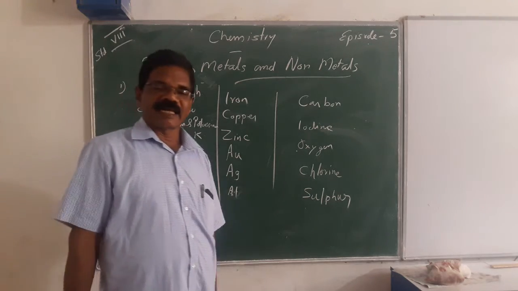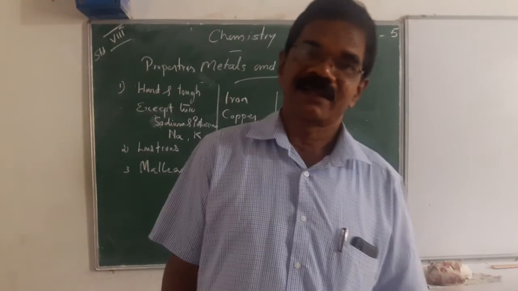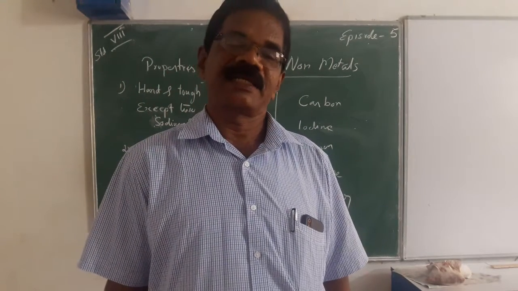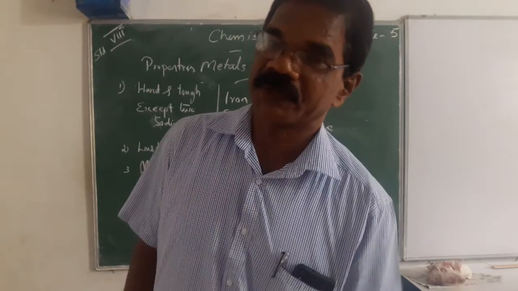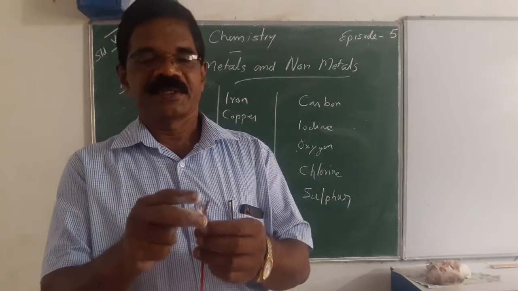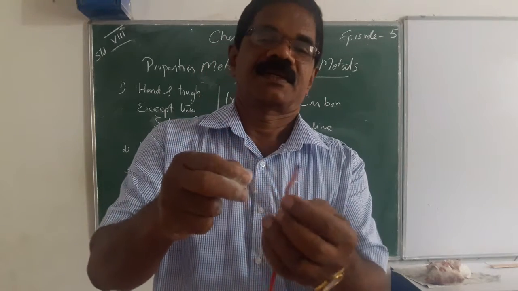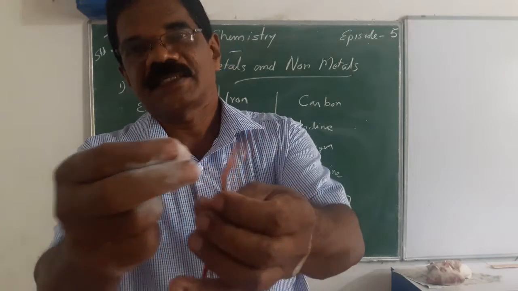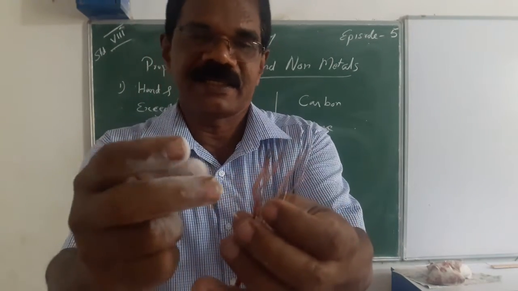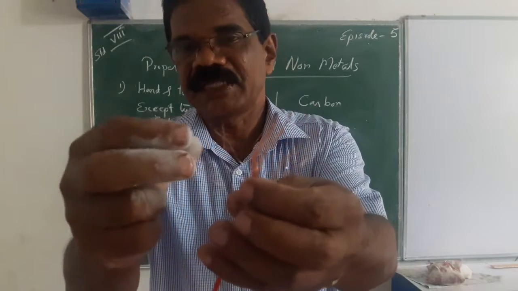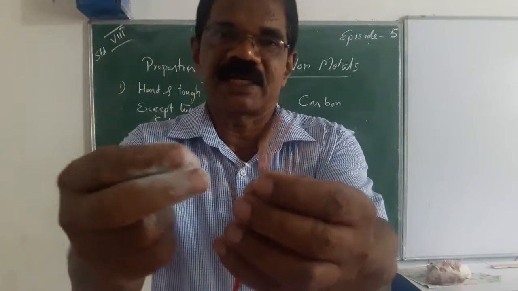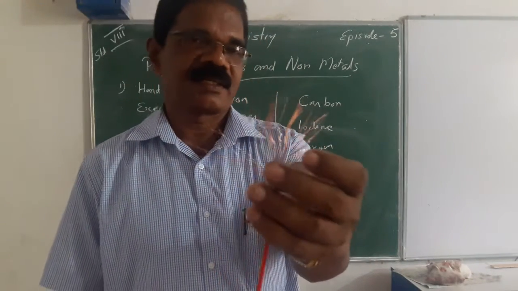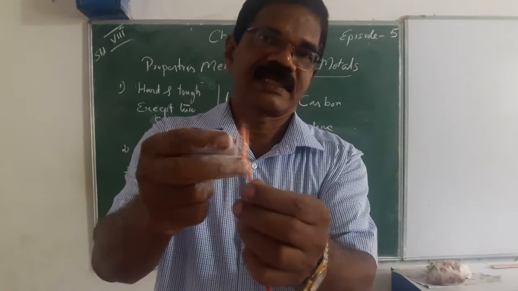Then metals are ductile. What's the meaning of ductile? Metals can be melted and drawn into minute pieces. This property is known as ductility. Metals can be drawn into thin wires. Drawing into thin wires is known as ductility. At the same time, non-metals cannot do it.